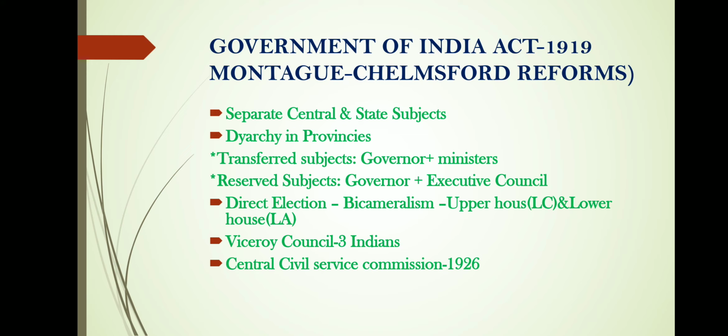The next one, Central Civil Service Commissions, will be provided. It provided for the establishment of public service commissions, and the Central Public Service Commission was set up in 1926 for recruiting civil servants. Next there are 2 commissions, the Simon Commission and the Communal Award.